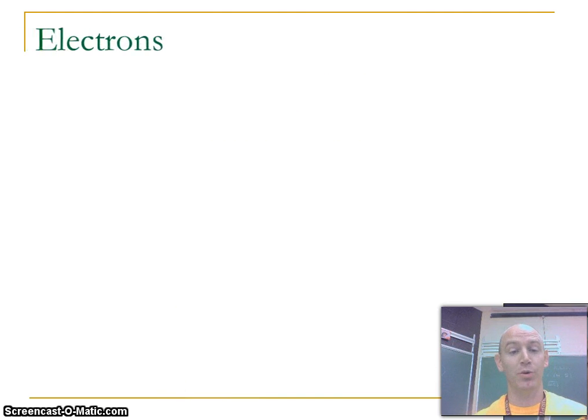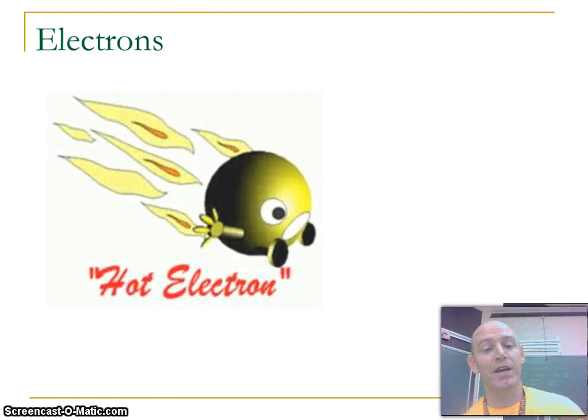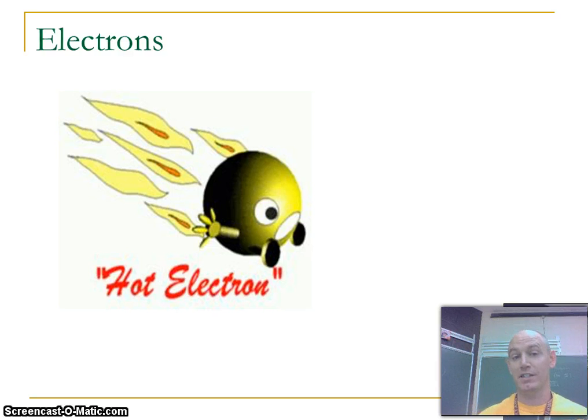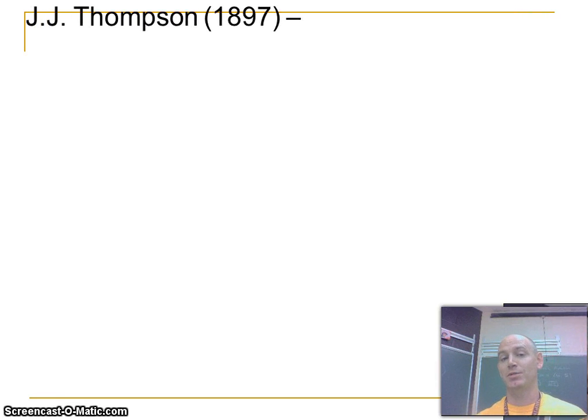The first of which we're going to talk about is the electron. The electron was discovered by J.J. Thomson. His full name was John Joseph Thomson, and he was a fairly famous British physicist.